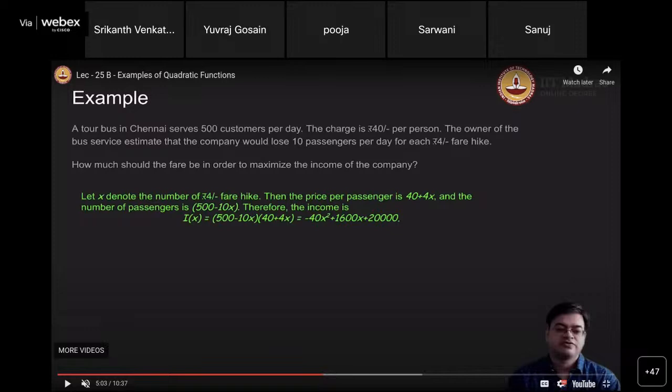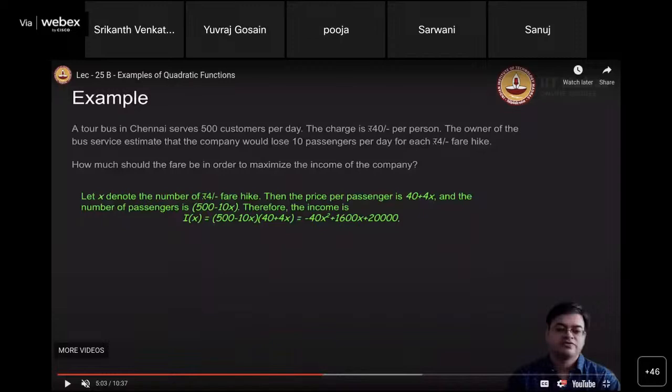What do we mean by this? Per person, 4 rupees will be added. It increases. So 40 plus 4, 44. If I made my bus charge 44, then how many customers do I lose? 10 customers. That means how many customers will I only serve? 490.